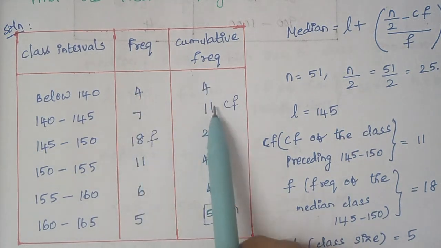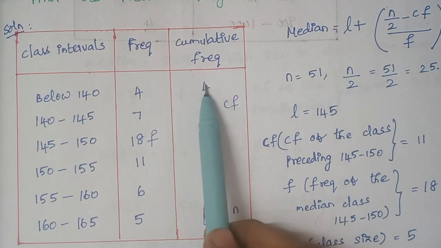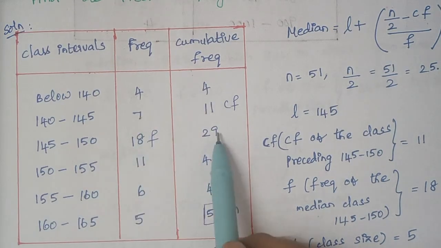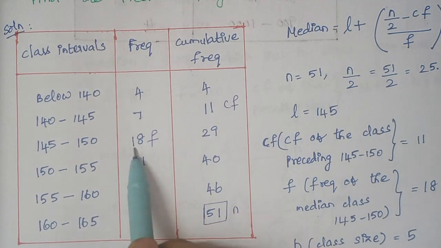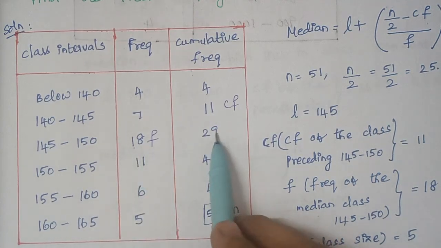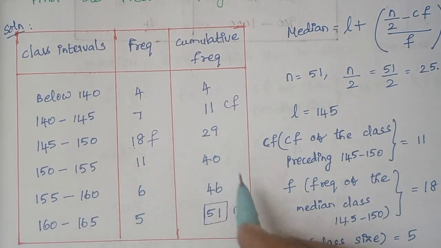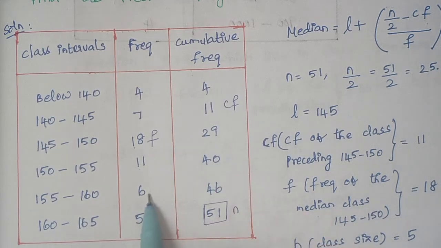And the next thing is you have to subtract. So 11 minus 4 gives you 7. Again, 29 minus 11 gives you 18. 40 minus 29 gives 11. And again 46 minus 40 gives you 6.